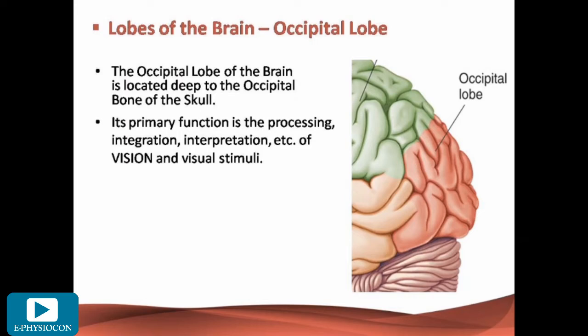Here you can see the occipital lobe, which is red color, and the occipital lobe and the parietal lobe are divided by the sulcus known as the posterior occipital sulcus, which is dividing the lobe into occipital and parietal. The main function of the occipital lobe is vision.